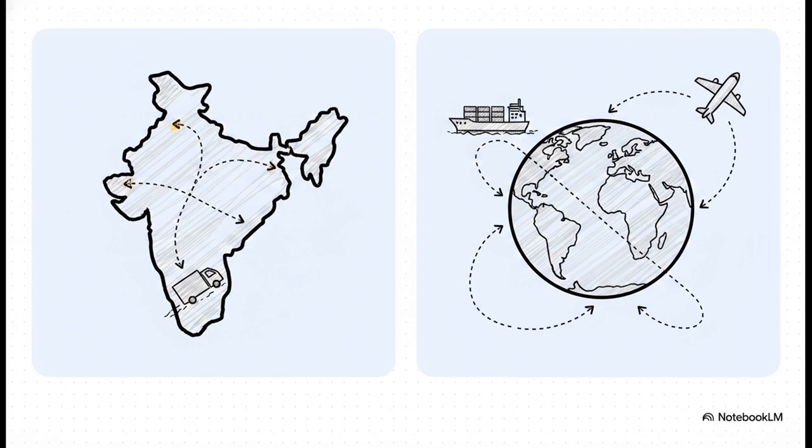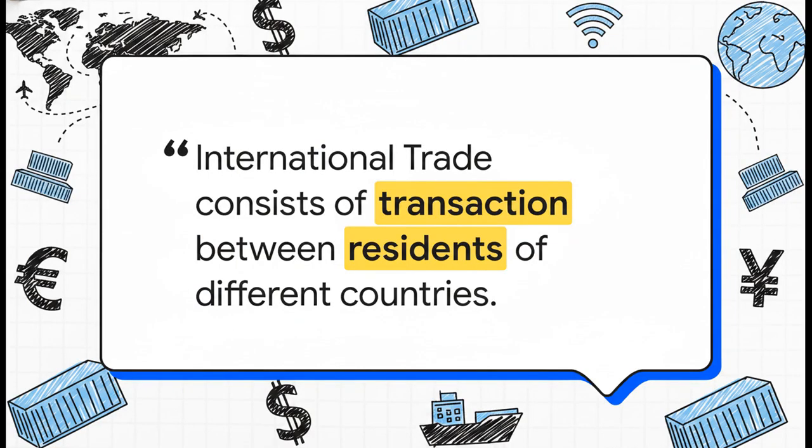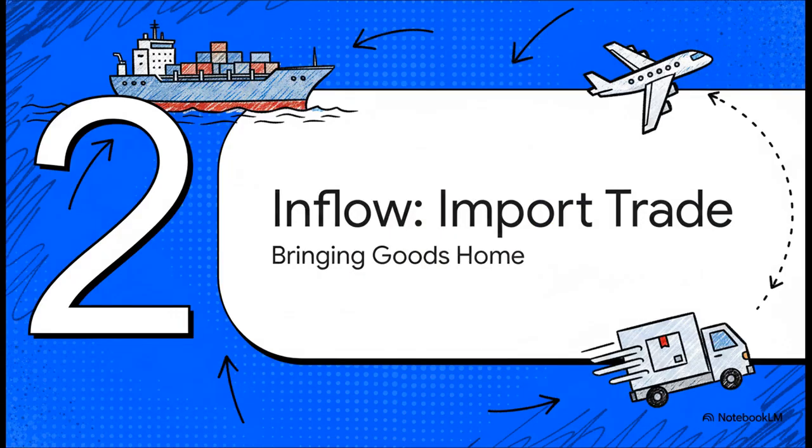It literally sheds those domestic limitations. You'll also hear it called international trade or external trade. There's actually this classic textbook definition by Wasserman and Holtman that just hits the nail on the head here. They state, quote, "International trade consists of transaction between residents of different countries." I actually love how concise that is. It perfectly captures that massive shift from local domestic boundaries to global residents interacting with one another. So now that we've got those boundaries broken down, let's move to our first specific pillar, Section 2, inflow, import.